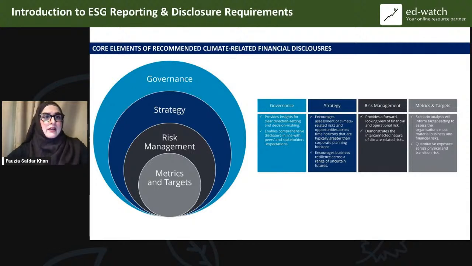Before moving forward, I will just tell you there are four major elements involved in TCFD. First is governance, strategy, risk management, metrics, and targets. So, under all these four elements, they have altogether 11 recommendations. So 11 recommendations are defined. So they have given a proper guideline on how you have to use TCFD.